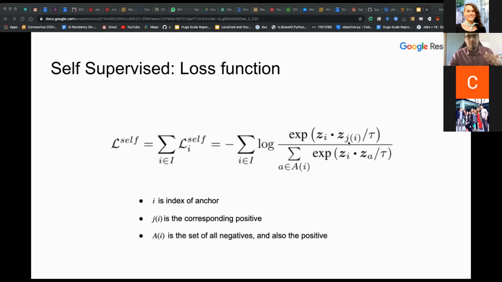This can be generalized to arbitrary kernels if you want to, but in most cases, since you already have a projection network, you can assume that a kernel is being learned by that projection network. Basically you exponentiate and you come up with this likelihood term. What this term says is that, given the batch, what is the probability that j(i) is the most similar sample to sample i among all the samples in the batch.